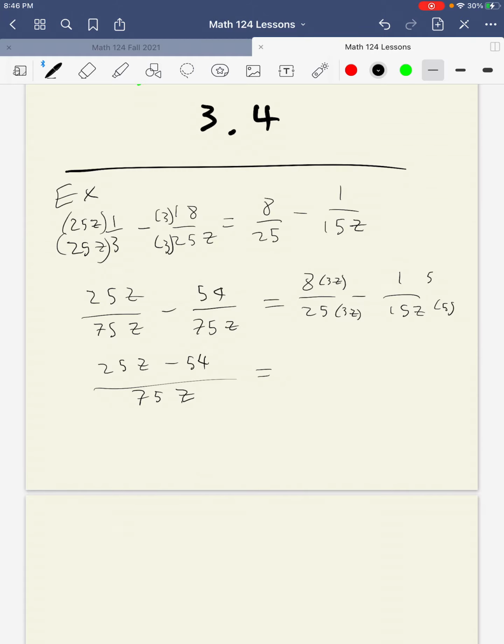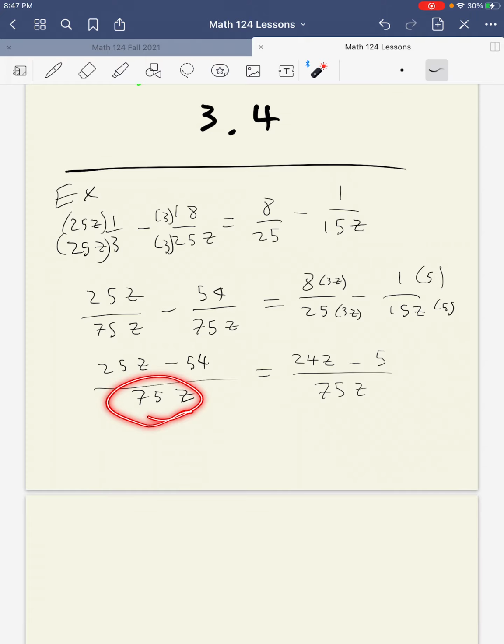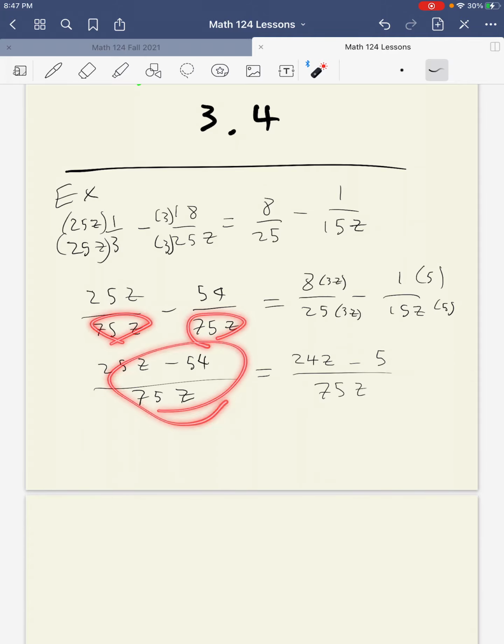Now we will have 8 times 3z here, 24z, minus 5, all over 75z. So this is the goal when we're dealing with rational equations. We want a common denominator. We want everything on the bottom to be the exact same. And once everything is the same on the bottom, you can crunch it into one term.